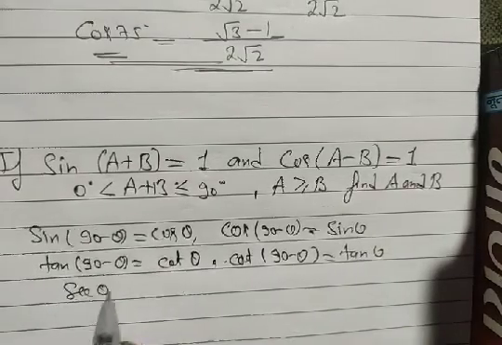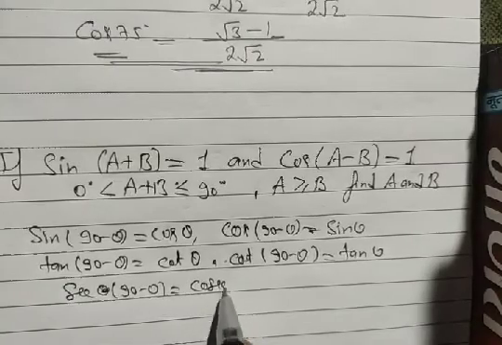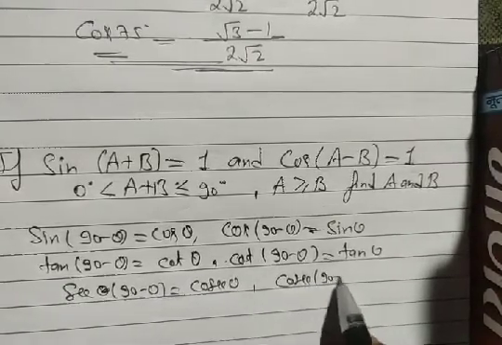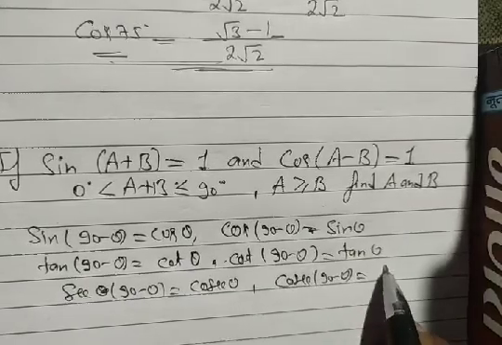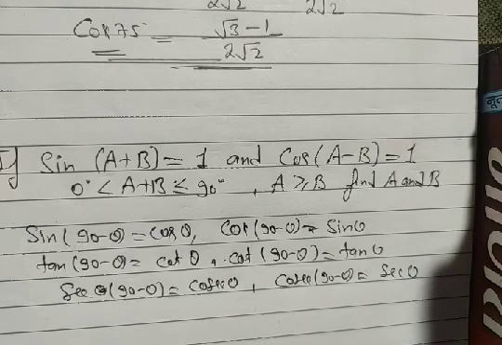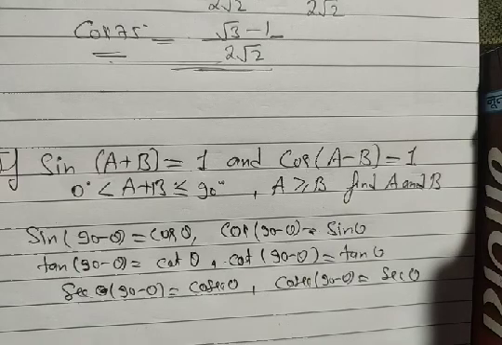Then we discussed sec 90 minus theta is equal to cosec theta, and cosec 90 minus theta is sec theta. Yesterday we discussed our complementary angles formula. Now we are discussing some problems based on complementary angles.